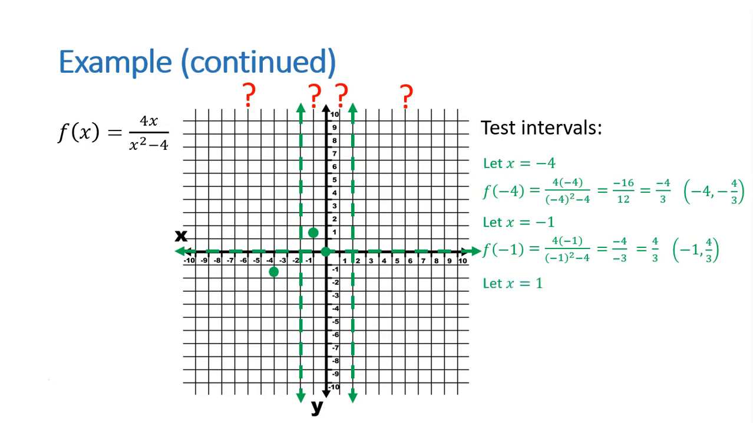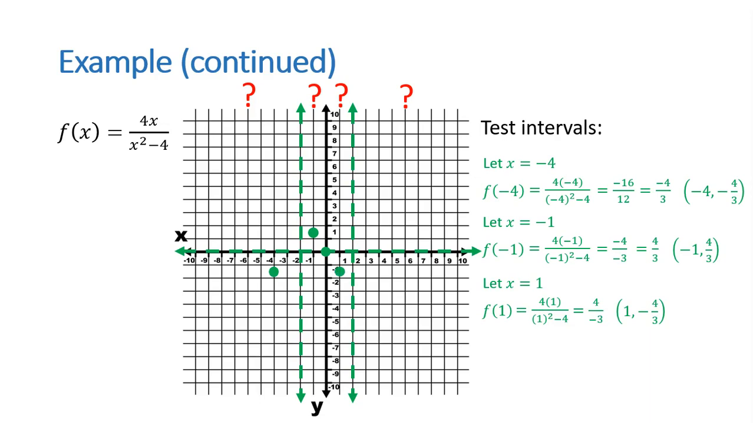Now let's see what happens at x equals +1. So now it's between the x-intercept and the right-hand vertical asymptote. So f of 1, plug in 1, simplify your fraction, reduce it. When x is 1, we're at -4/3.